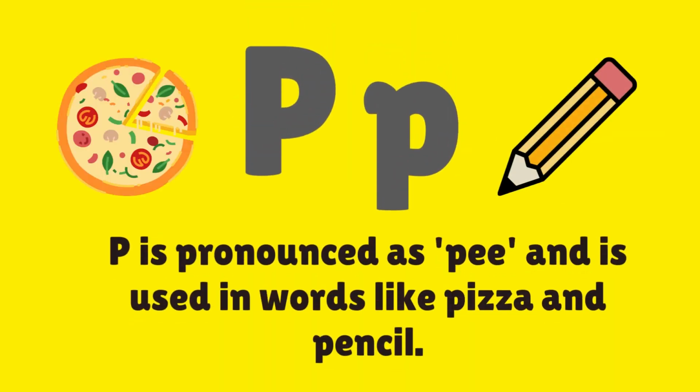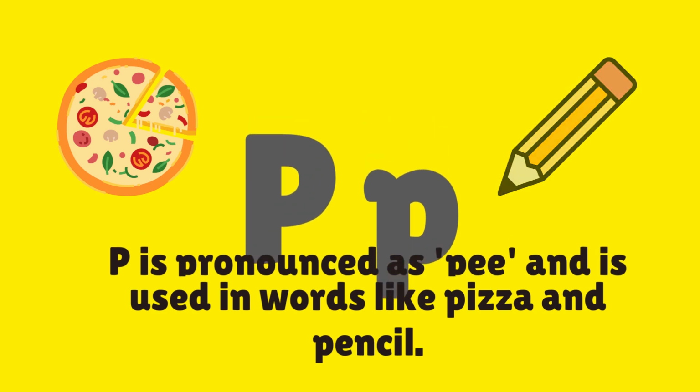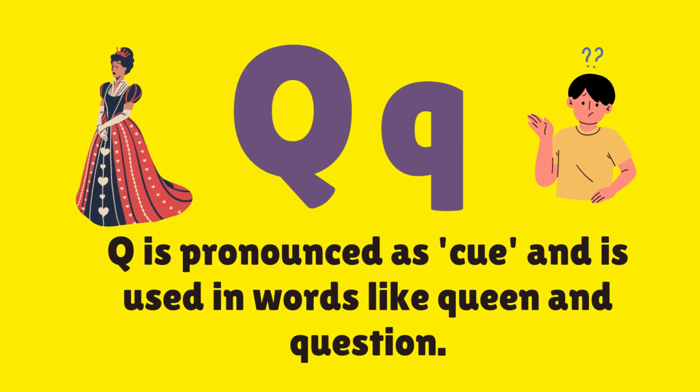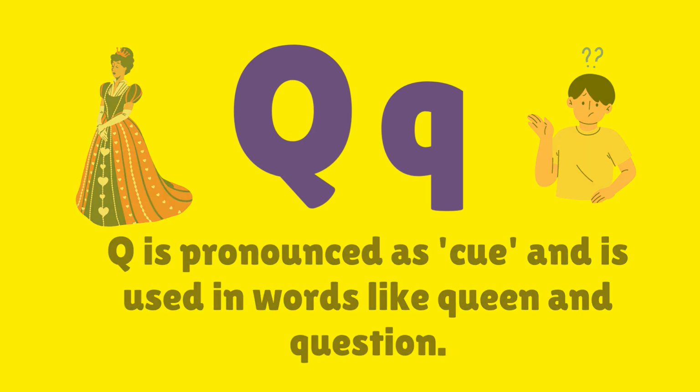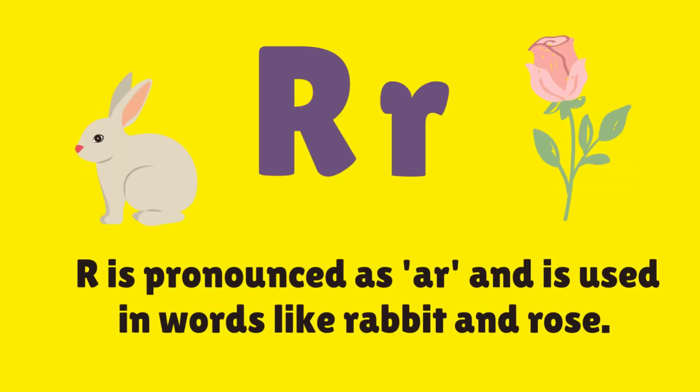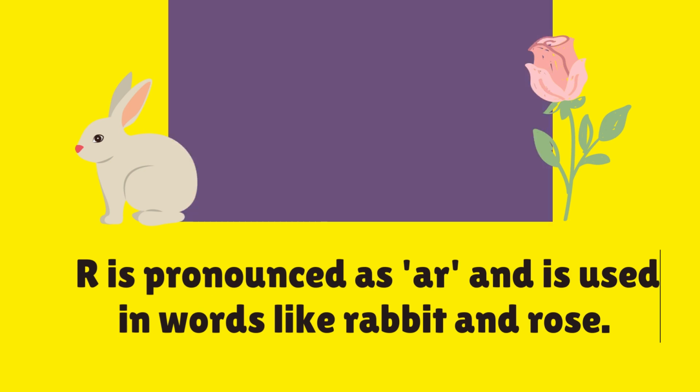P is pronounced as P, and is used in words like pizza and pencil. Q is pronounced as Q, and is used in words like queen and question. R is pronounced as R, and is used in words like rabbit and rose.